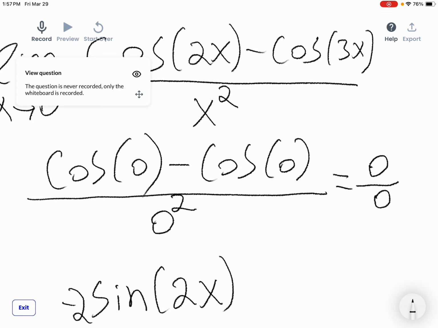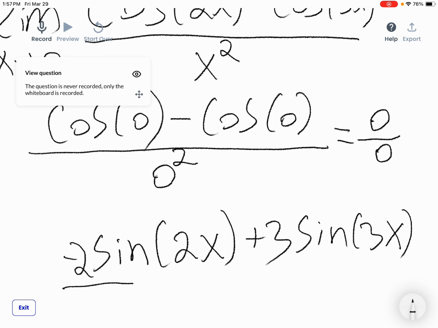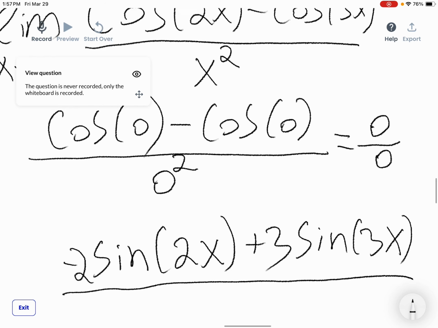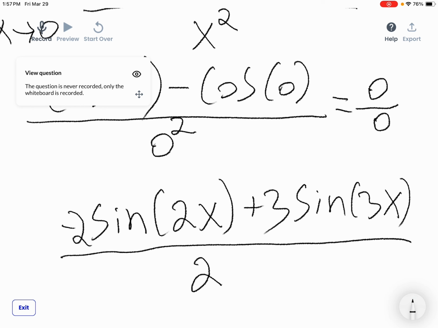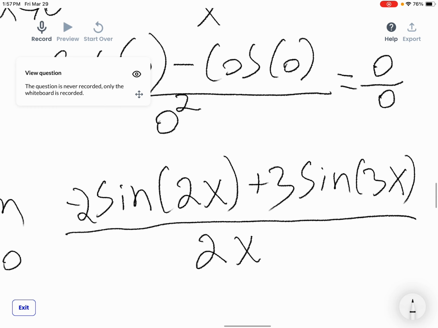And then taking the derivative of cosine of 3x, again that's negative sine of 3x, but then times the derivative of 3x, which is just 3. So we get minus negative 3 sine of 3x. The minus a negative is going to give us plus 3 sine of 3x, and that's going to be divided by the derivative of the bottom. The derivative of x squared is just going to be 2x, and we can go ahead and apply the limit again.